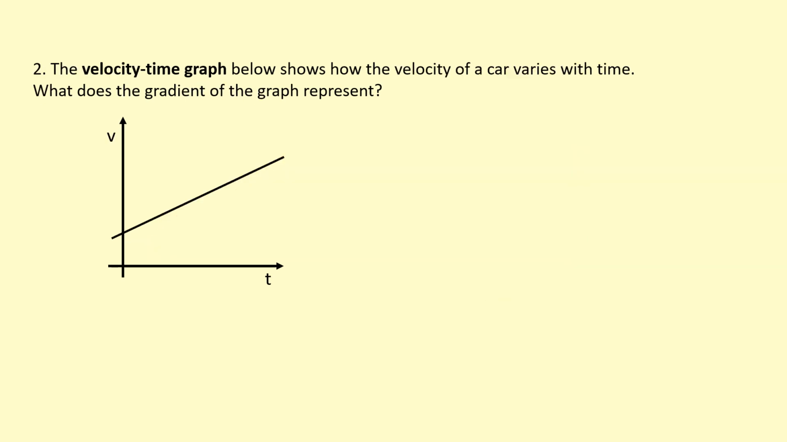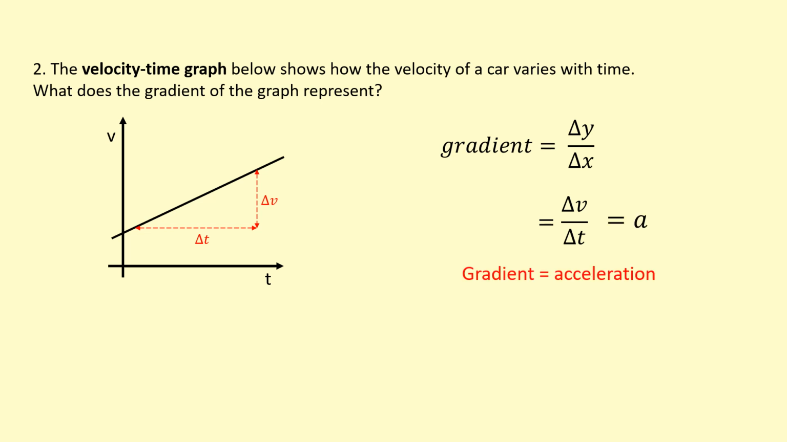The second example, we've got a velocity time graph, and we want to figure out what the gradient represents. So gradient is change in y over change in x, so we've got change in velocity over change in time. Change in velocity over change in time is the rate of change of velocity, which is the acceleration. So the gradient here represents the acceleration.